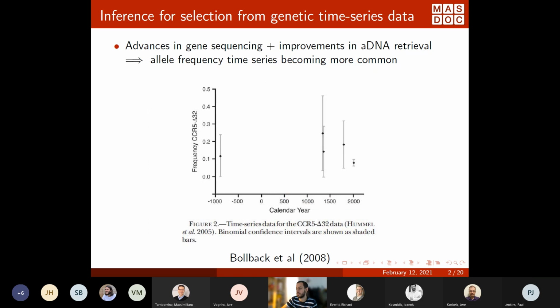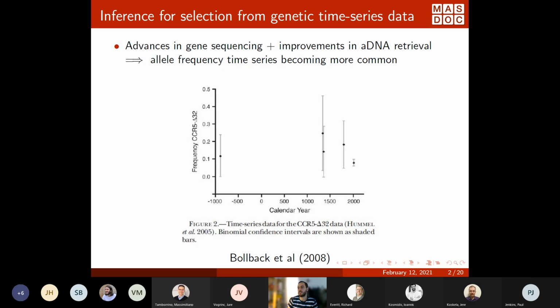And the last one I have is the one coming from Bolbach et al. from 2008, which is actually using data from Hummel et al. 2005. And this is time series data for the CCR5 delta 32 protein in humans. And as you can see, there's a remain that's dating back to roughly 1,000 years ago, and then more recent estimates from burial sites. I believe these were from medieval Germany, and you can get this reading here, which corresponds to the present day. So that would presumably be the inferred current population value over there.